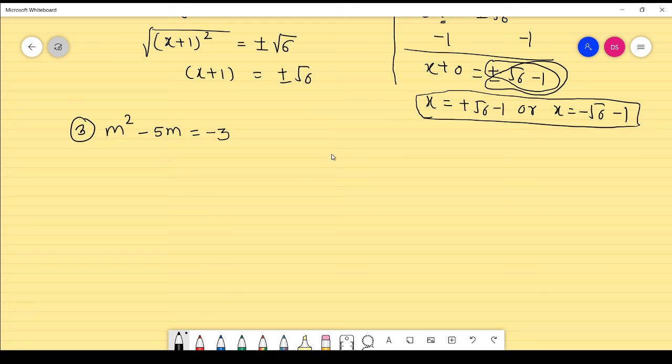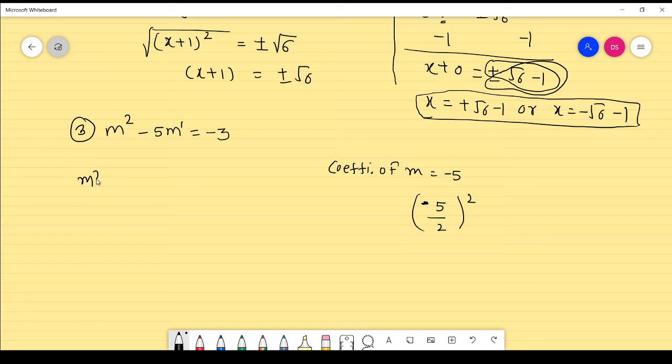So let's concentrate on the coefficient of the term whose power is 1. The coefficient of m is equal to minus 5. Now I'm going to divide minus 5 by 2 and take a square, right. What to do now? Add this square term on the left hand and right hand side.